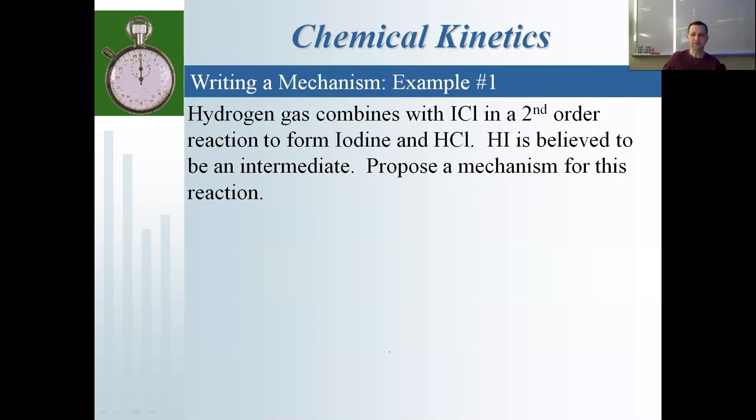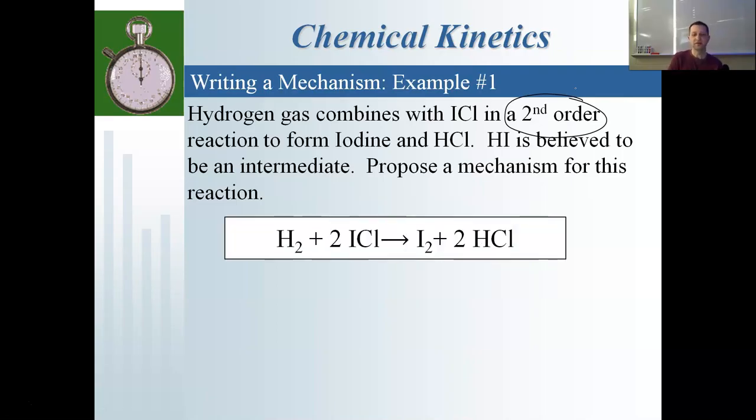It says hydrogen gas combines with ICl in a second order reaction, so that is important right there, to form iodine and HCl. HI is believed to be an intermediate. Propose a mechanism for this reaction. So here's our overall equation, which is what we need to start with. You need to start with an overall equation, make sure it's balanced.